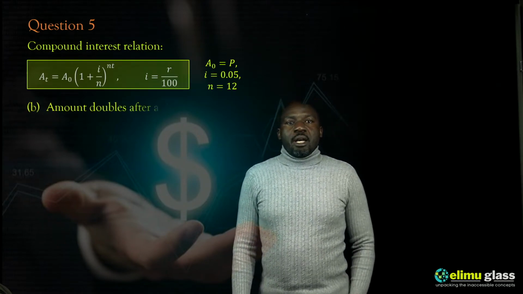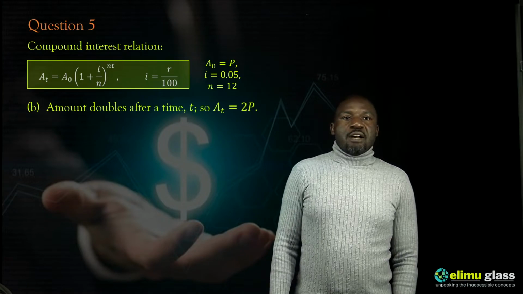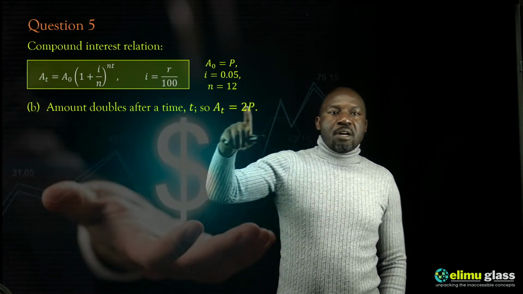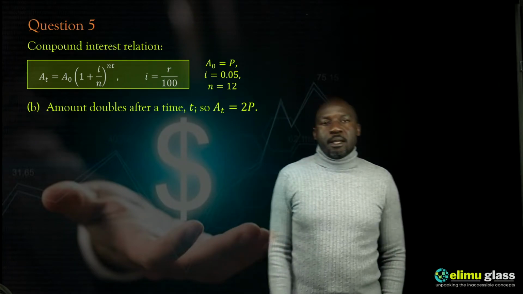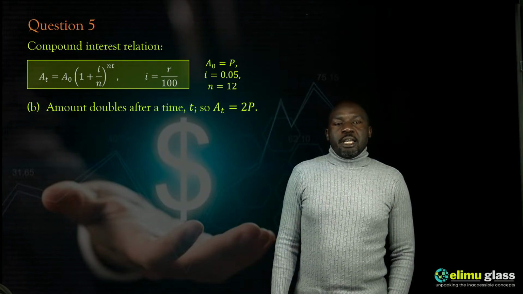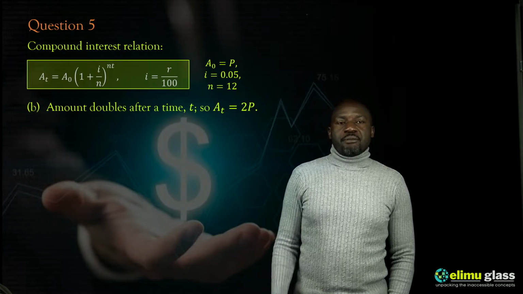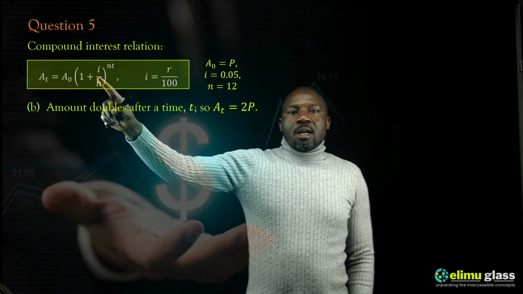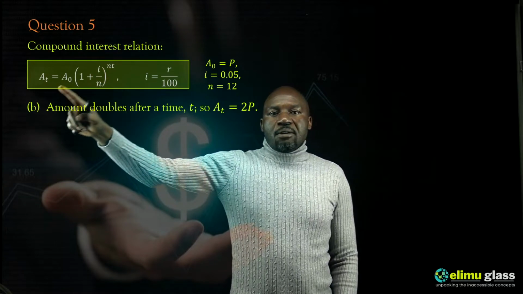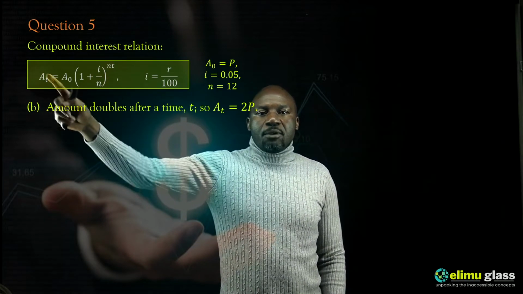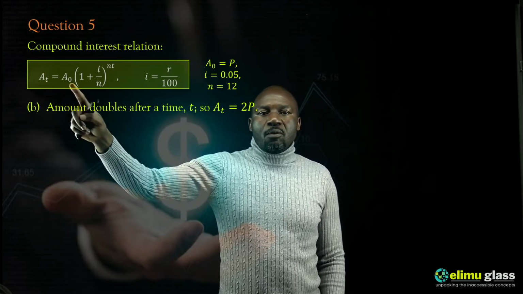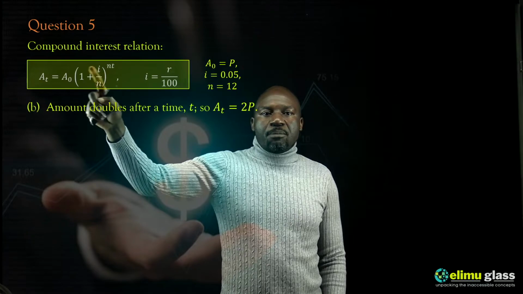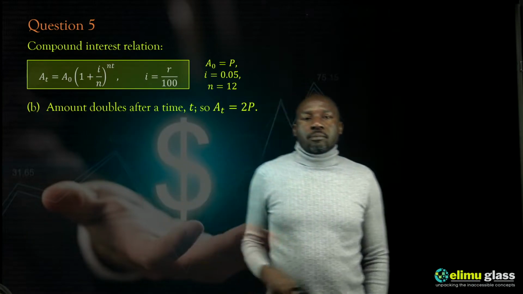Part B, the amount doubles after a time t. So after some time t, the amount is now going to be 2p. The question is to find the time taken for the amount to double. So here is our equation. After some time t, the amount will have doubled, so it will have become 2p when the initial amount is p. All right, the rest of the parts remain the same.